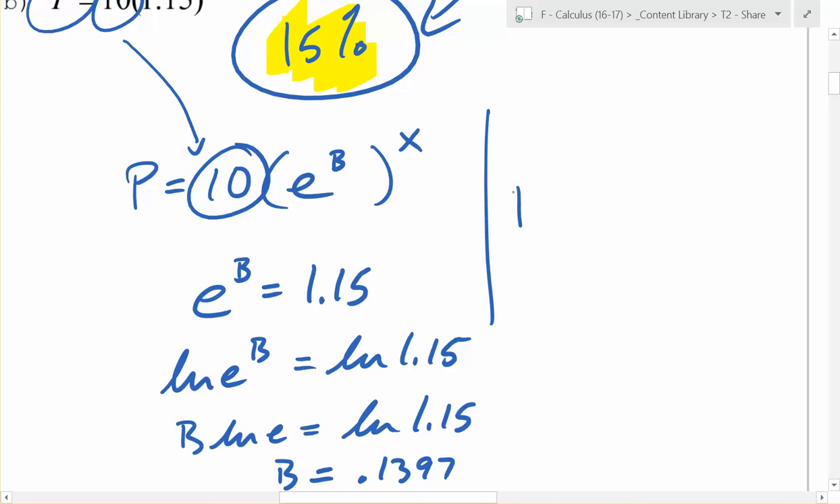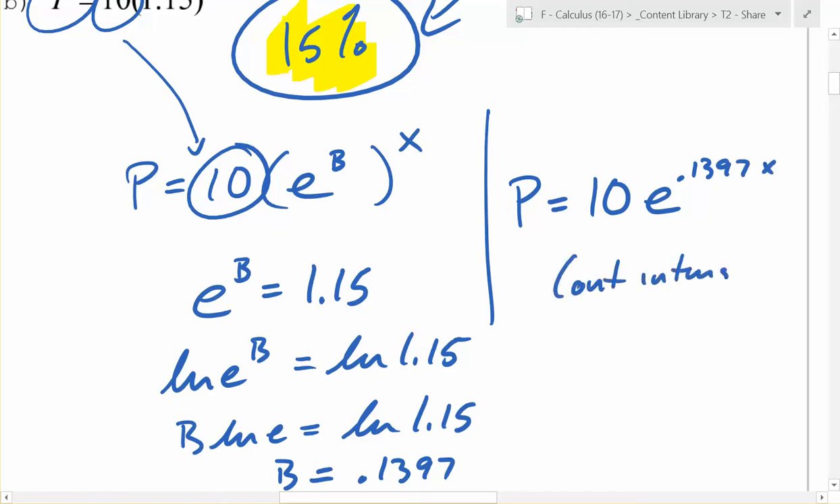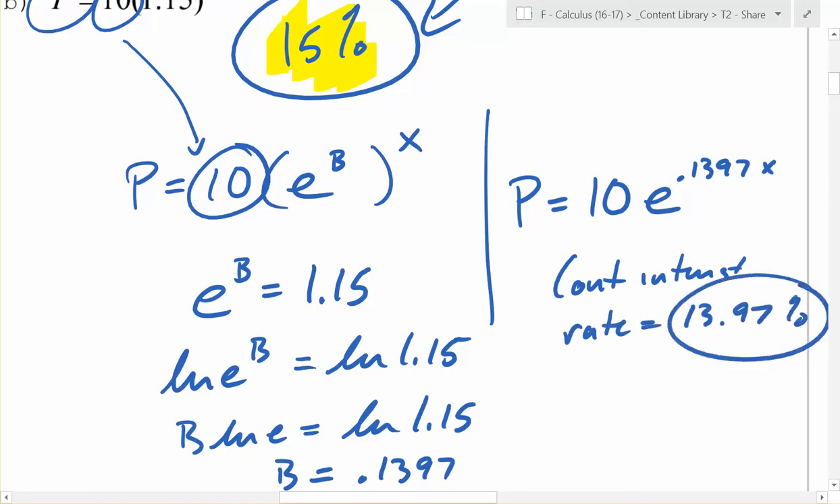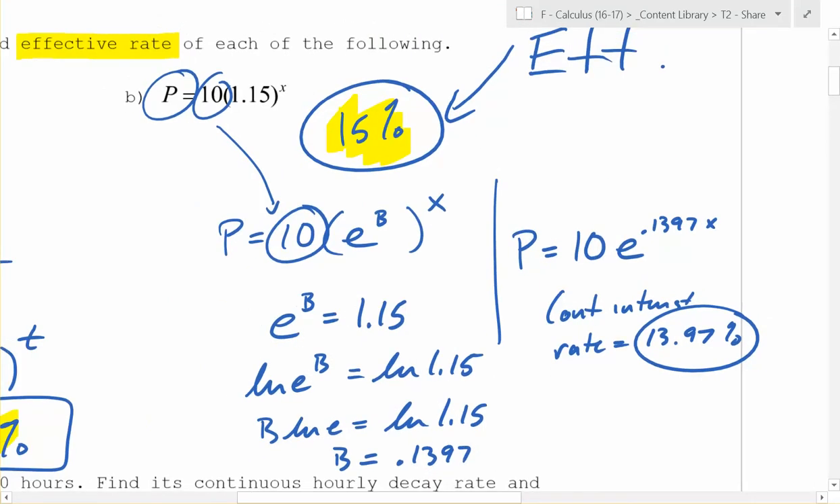So what do we now know the equation is? P is equal to 10 e to the 0.1397x. So can you tell me what the continuous interest rate is? 13.97%. So we just showed that a 15% effective interest rate is the same thing as a 13.97% continuous interest rate.